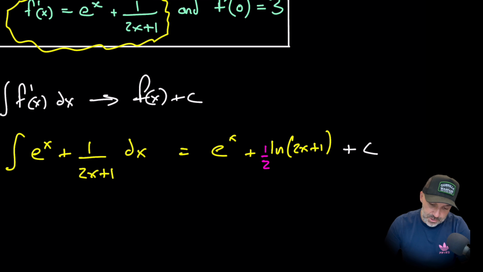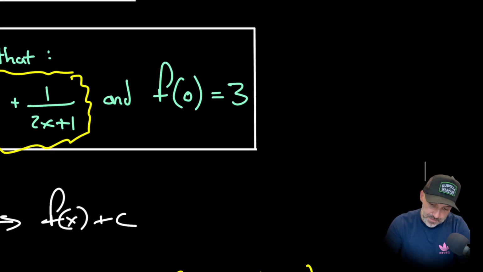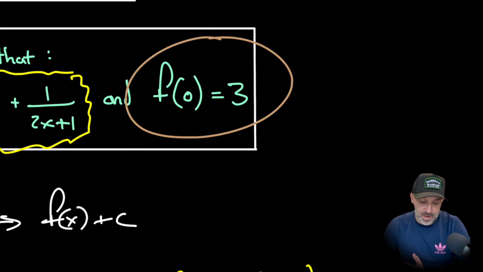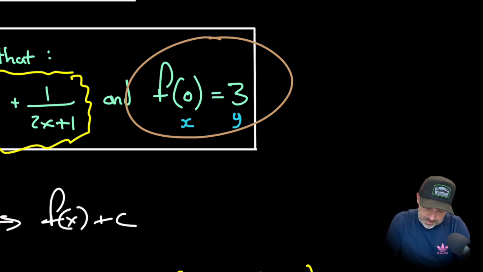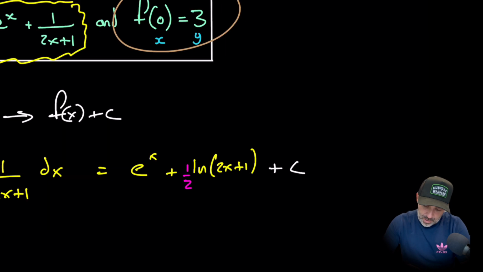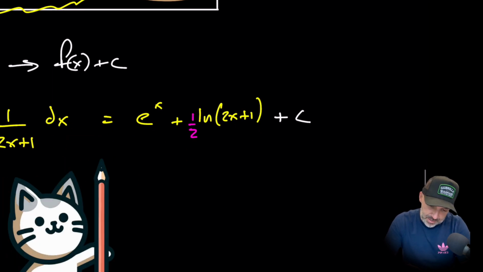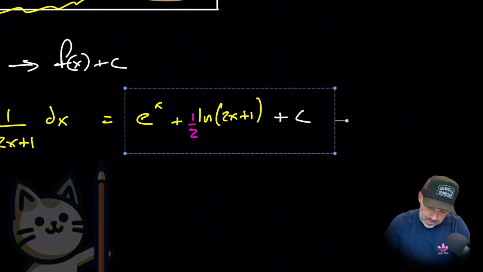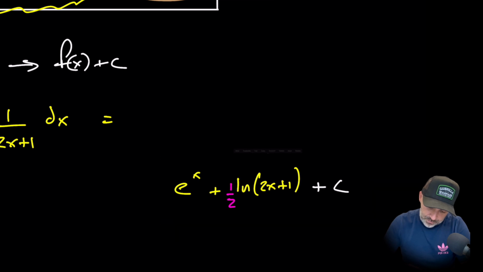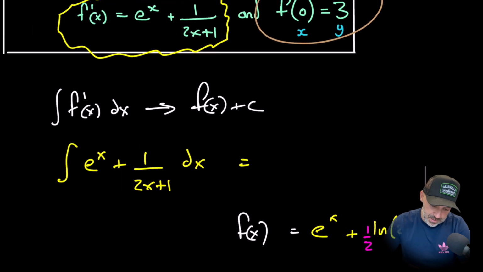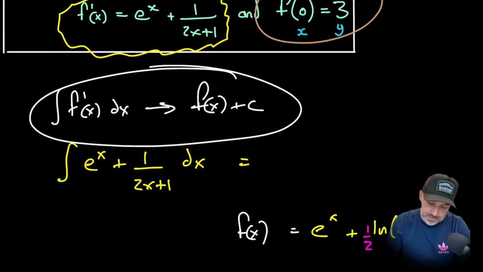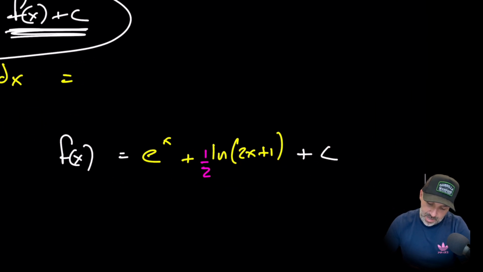Now, there is some information in the question that we haven't used yet, and that is here. It says that f of 0 equals 3, so that means when x is 0, the output y would be 3. We can go ahead and use that now. I'll draw a bubble around that and move that down. So this expression is equal to f of x. Don't forget, we integrated the derivative to get f of x. So that's what we have now.